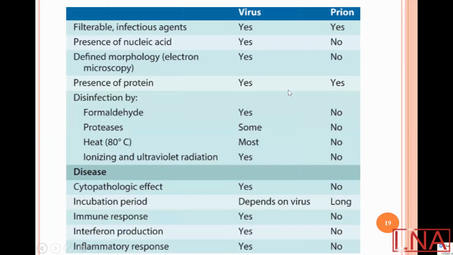Here you can see the main differences between prions and viruses. Look here, virus. Usually both of them are filterable infectious agents. What does it mean, filterable infectious agents? Does anybody know?